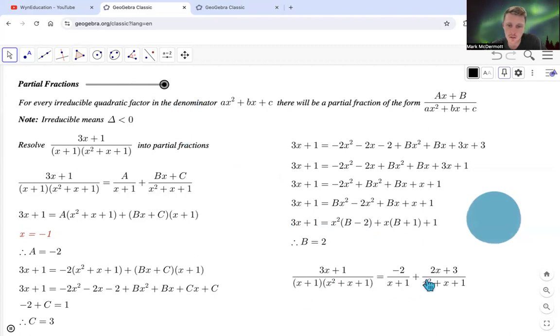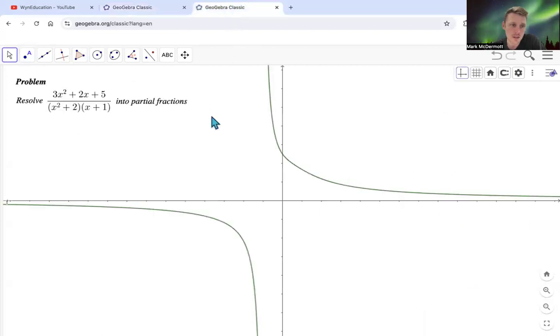And so finally, we can come to the conclusion. We can say that this fraction, if it's decomposed into partial fractions, is negative 2 over x plus 1 plus 2x plus 3 all over x squared plus x plus 1. All right, just subbing in A, B, and C into this. All right, hopefully that made some sense.